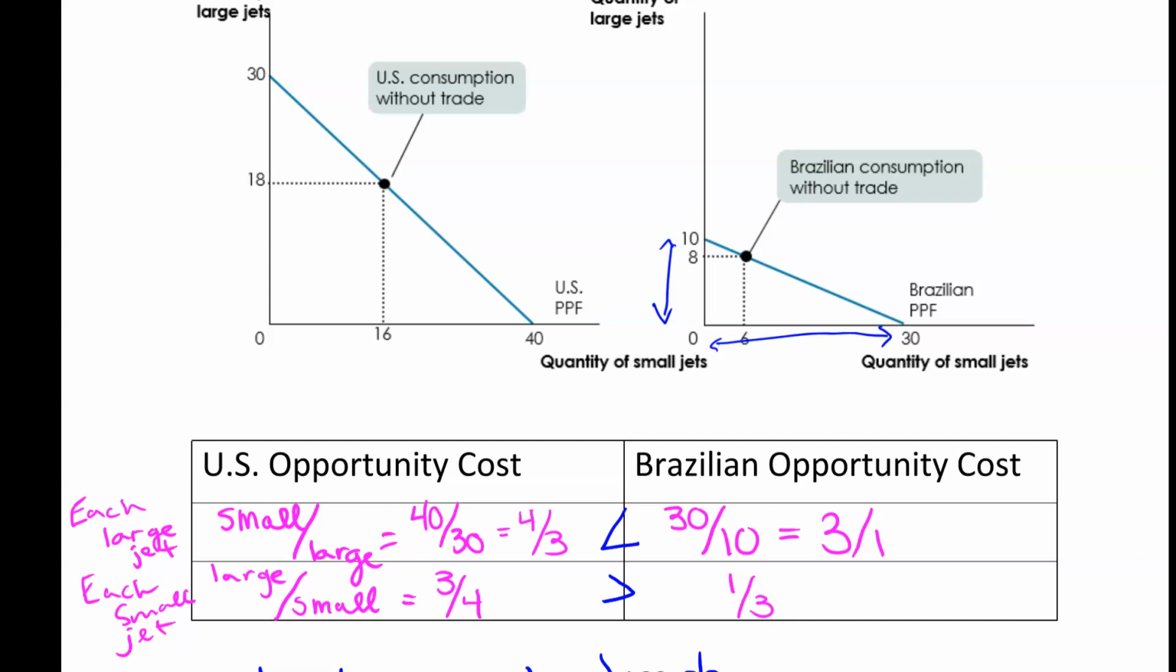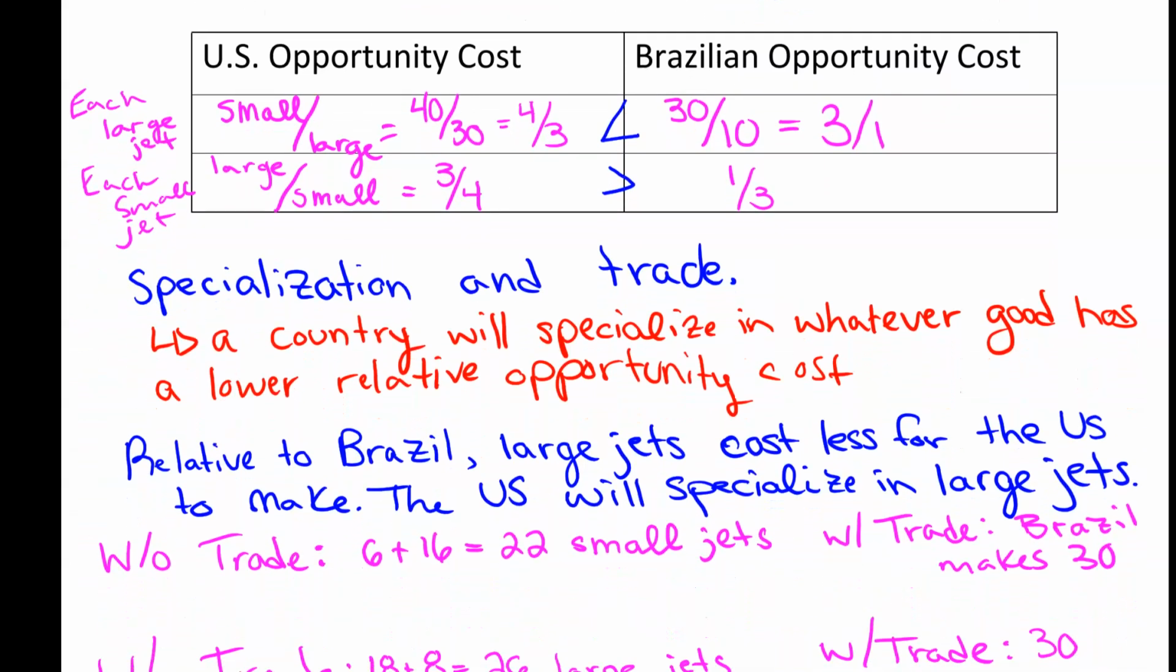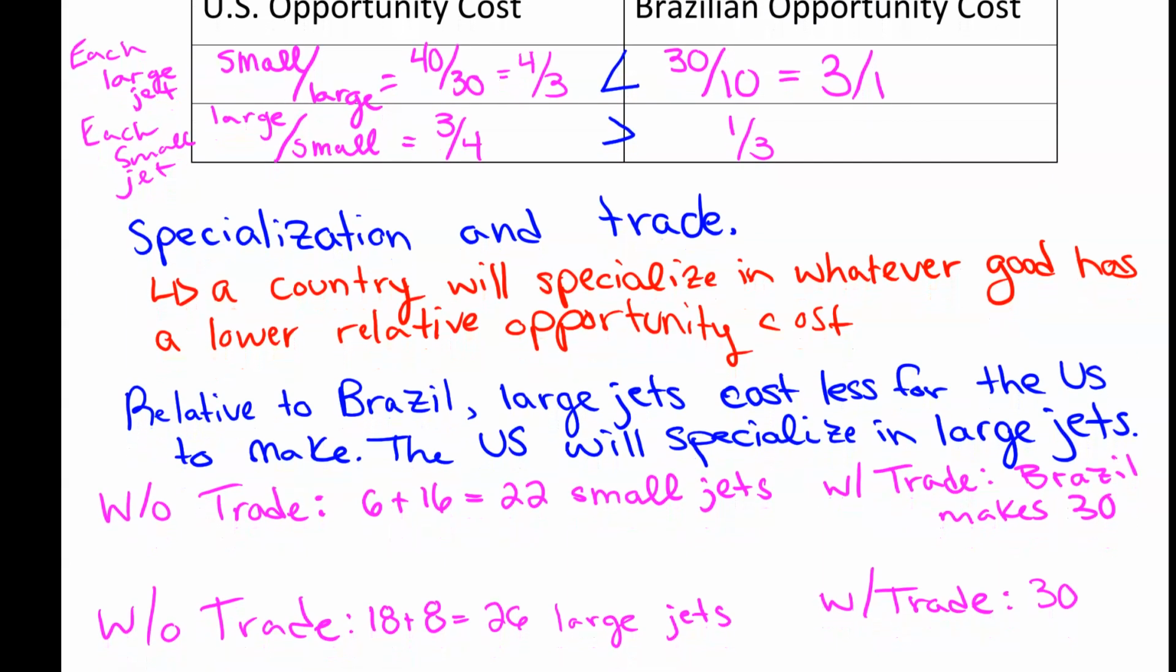And then if we look at it the other way, remember they are just the reciprocal, so we flip them. The US has a larger opportunity cost for small jets. So specialization, each country is going to specialize in whatever good they have a lower relative opportunity cost. So in this case, the US has a lower opportunity cost compared to Brazil in large jets. The US is going to specialize in large jets, and Brazil has a lower cost in small jets, so they're going to specialize in small jets.